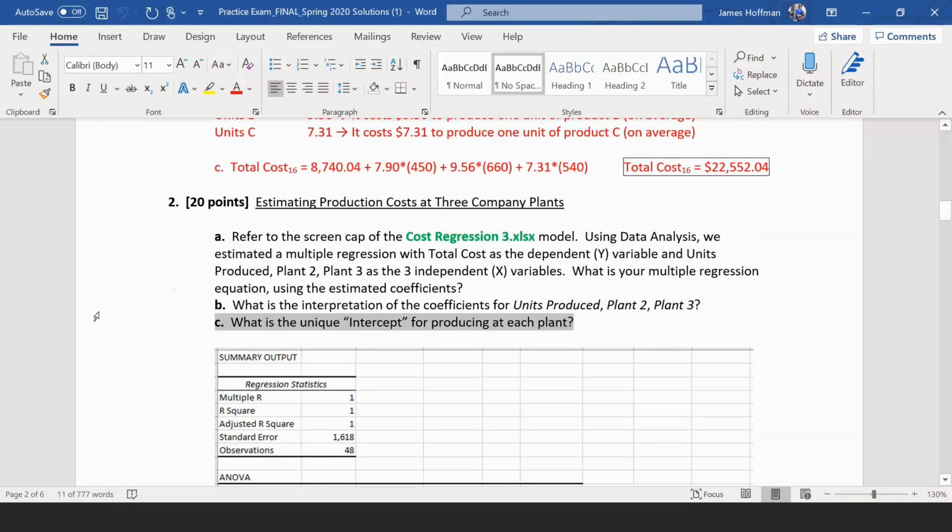Okay, and then C is what is the unique intercept for each plant. And I think we did this. I'm not sure which practice problems we had time to get to in class, but if we didn't do this one, you can see that this is how you calculate the intercept for each of the plants. And so just going with the logic that plant 1 is when the other two are 0, this should explain how you get the separate intercept.